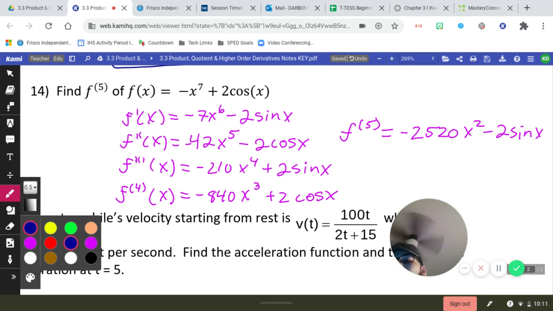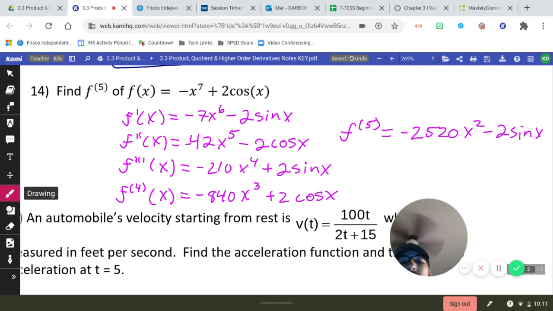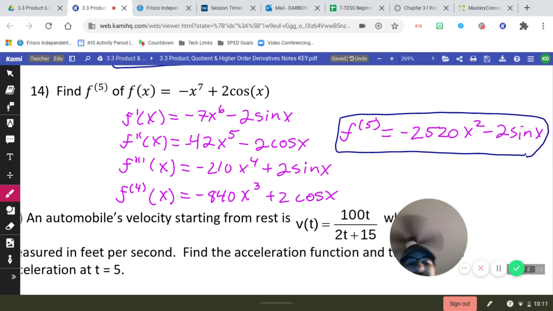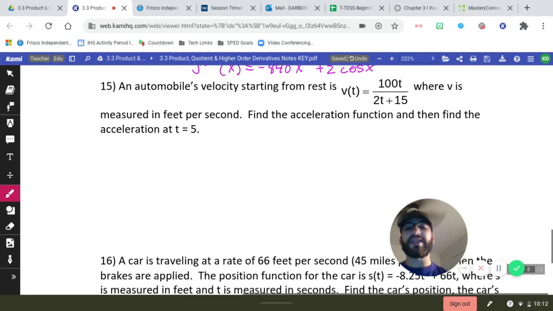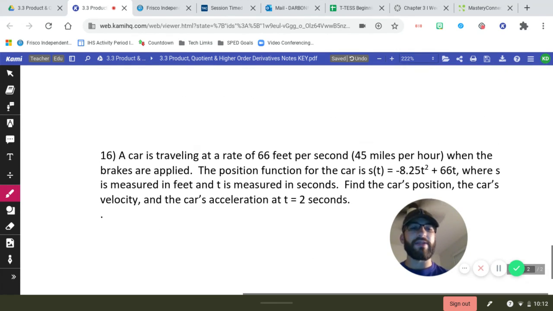So as you can see, some functions like this one, we would keep deriving forever. Eventually that first term, that x term, because as you can see, it does decrease in power every time as we go down, would go away, but our trig term is never going to go away. It's always going to be there, just switching. As you can see, we cycled back to our first derivative's value by the time we got to the fifth derivative. Okay, so let's apply these ideas to 15 and 16, and then we are done for today.